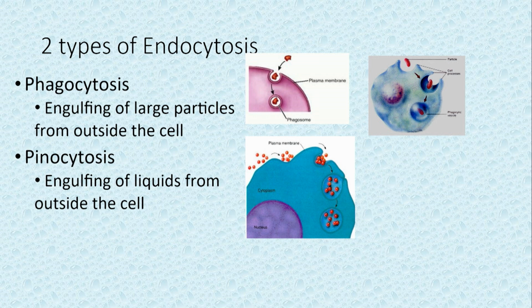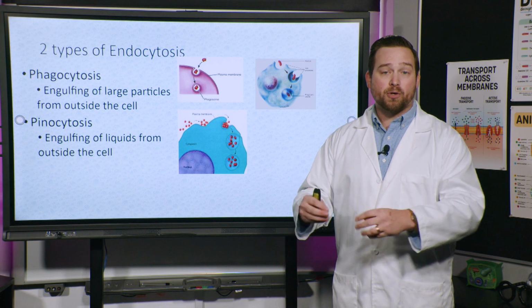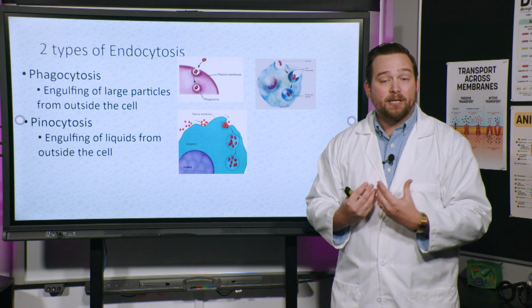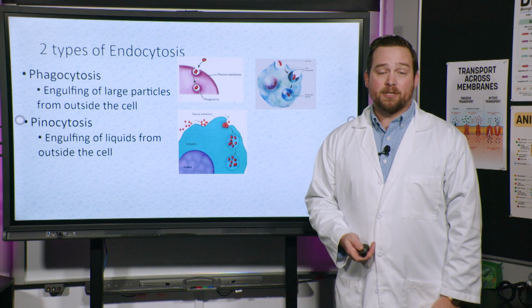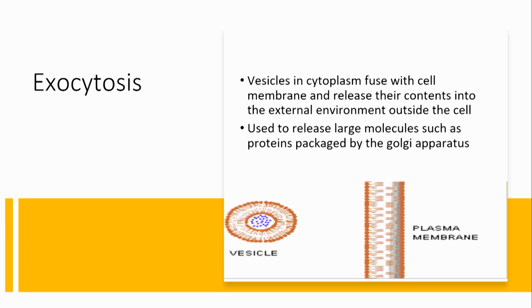So this is all a type of active transport. You can imagine that this is taking a lot of energy to have the cell move up to it, surround it, and then bring it into itself. So we are using energy in the form of ATP to make this happen. Okay, so that's all endocytosis.